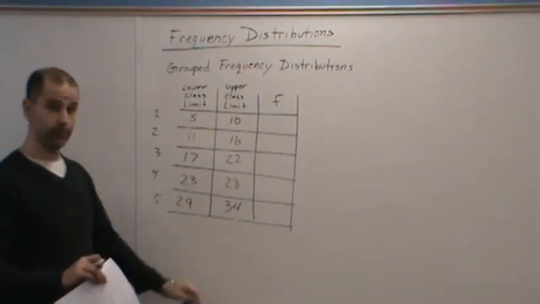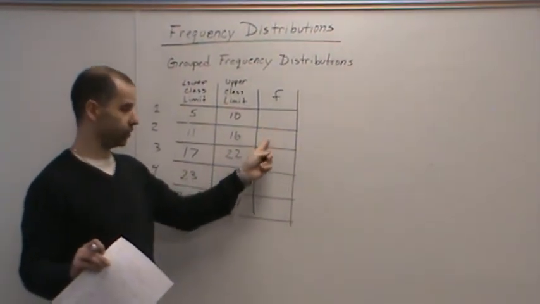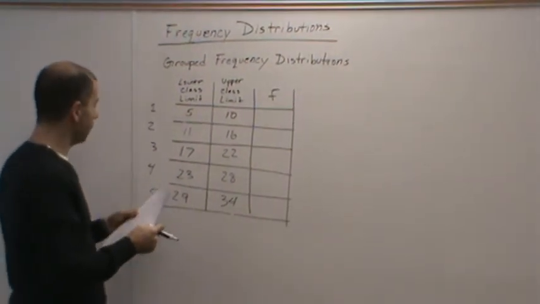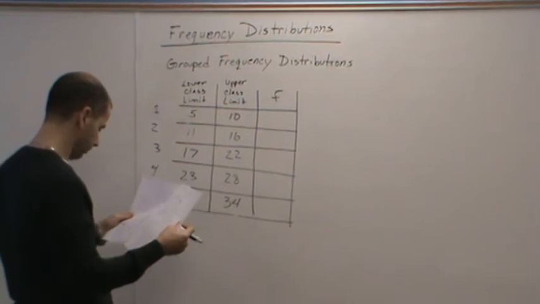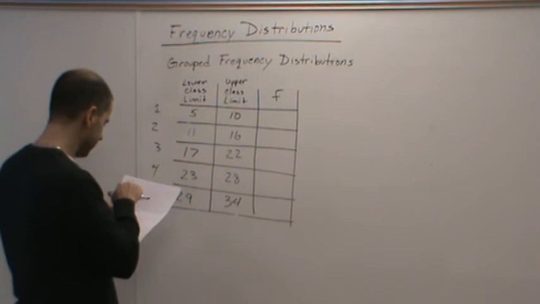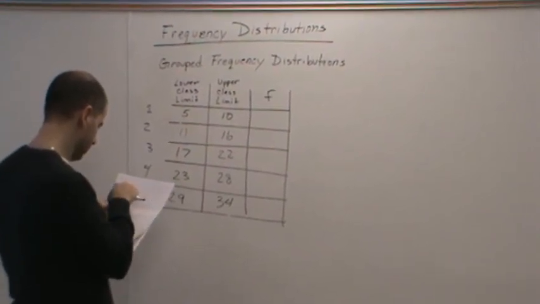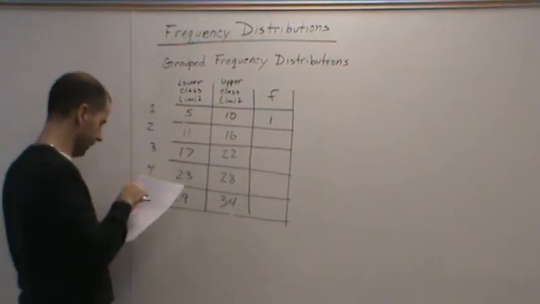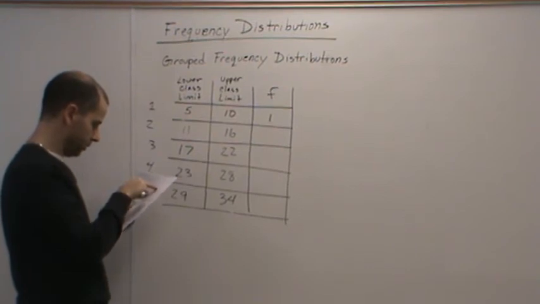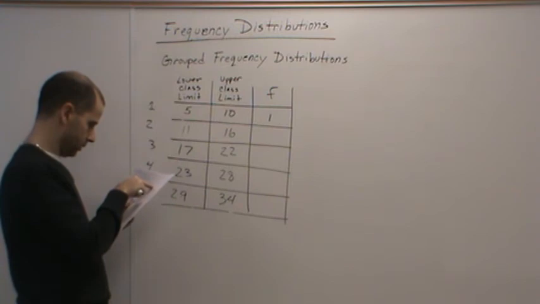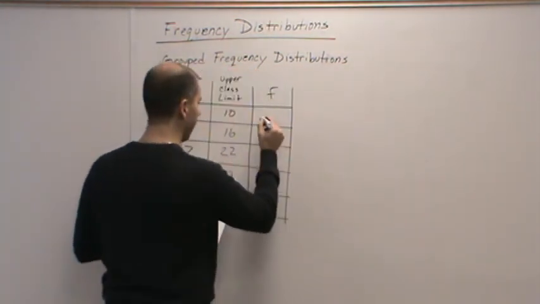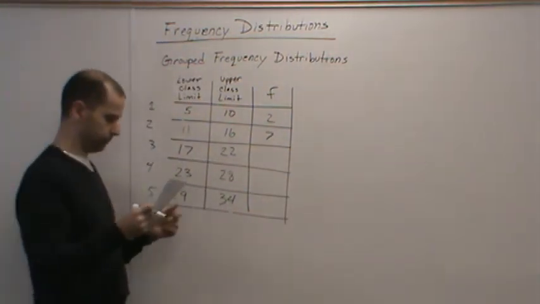Once we have this filled out, all we have to do is count how many go in each class. We start with the first one. Any numbers from 5 to 10 go here. Let's go through and count the numbers from 5 to 10. Okay, so we've got 1. Now 11 to 16, so anything from 11 to 16. Seven, and actually I found another one, 10. I found 10, so this is actually 2. Again, I don't have a pen, so I'm doing this by looking. I should have done this before.